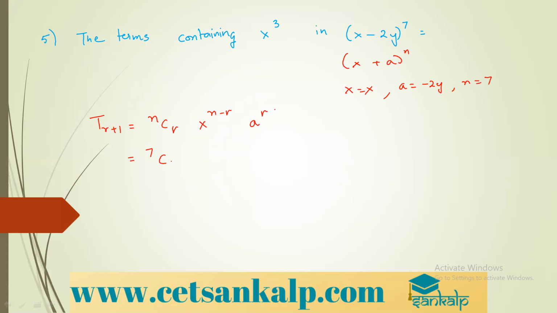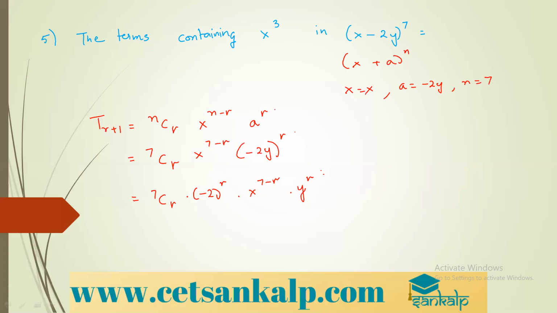Now n is 7, r I don't know. x is x only. n is 7, r I don't know. a is minus 2y, r I don't know. So now they are asking the coefficient of x cube. So what I have to do? I will take 7Cr, then (minus 2) power r, x power 7 minus r and y power r.